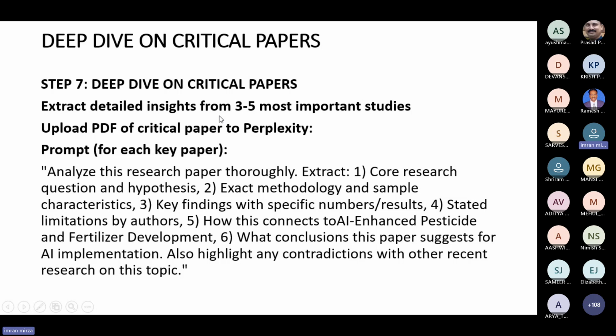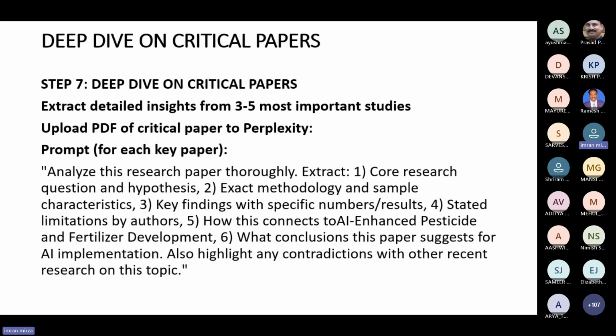Then if you want to deep dive into the critical papers, after going through that, you have identified your key research area and you have also read through 5 to 10 papers, or you have identified the niche area that you want to go ahead with, then you can take all those papers, extract them, and do a core research question and a hypothesis. So if you want to know what hypothesis you want to set for these 10 papers that you want to take forward, and the exact methodology and the sample characteristic and key findings, limitations stated by the authors, and how this connects to AI enhanced pesticide and fertilizer development, and what conclusion this paper suggests for AI implementation, highlighting the contradiction with other recent research topics or areas.